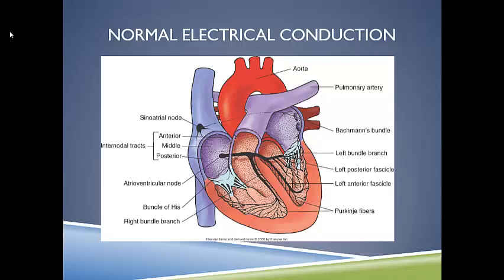A picture of your normal conduction system. Your SA node moves down to your AV node, down into the bundle of His, which separates into the right bundle branch and the left bundle branch, which both will separate out into Purkinje fibers.